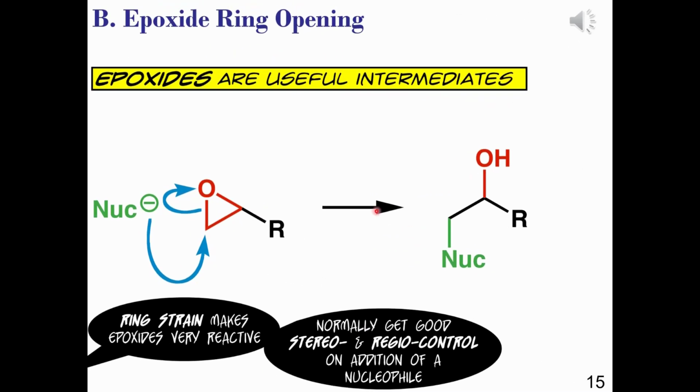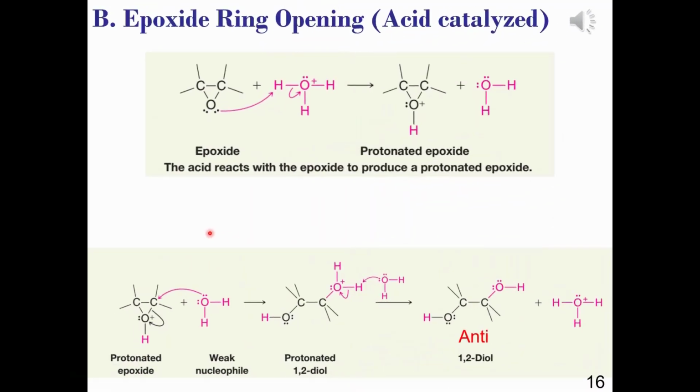As aforementioned, the ring strain makes an epoxide very reactive on the addition of a nucleophile. In addition to this, symmetrical and unsymmetrical epoxides result in good regio and stereo control on the addition of a nucleophile. Time for some more SN2 and SN1 styled chemistry. There are two types of epoxide ring opening reactions. These are either acid catalyzed or they are base catalyzed.